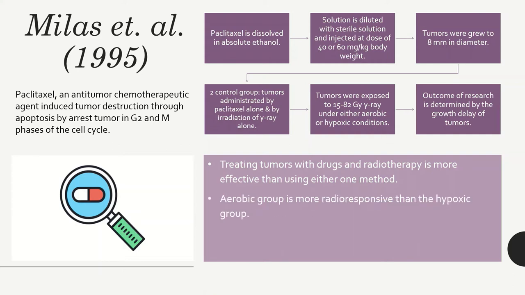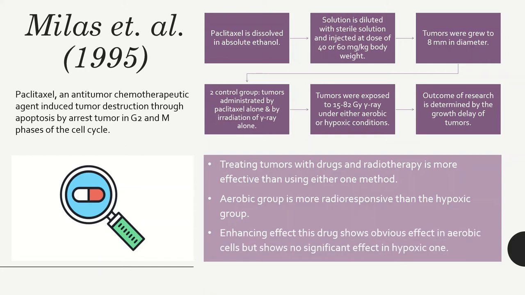And the aerobic group is actually more radio responsive, or radio sensitive, than the hypoxic group. And the enhancing effect of this drug shows an obvious effect in aerobic cells, but shows no significant effect in hypoxic ones. So here it means that the aerobic cells are actually more sensitive than the hypoxic ones. And also, this drug is affected by the oxygen level in the tumor.